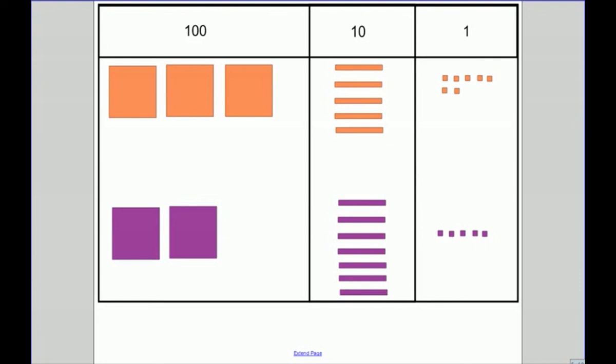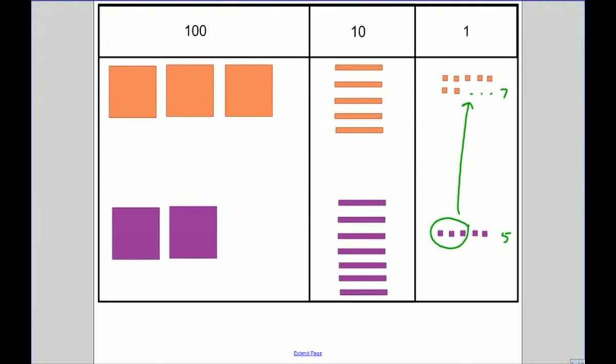Another strategy here is to use base 10 blocks, and I have 357 and again 275. And so what I'm going to do here is I'm going to make sense of this. Now I have, how many here? I had 7. And I have 5 here. Well, I need 1, 2, 3 more. If I was to take these 3 and move them up there, I would have 10.